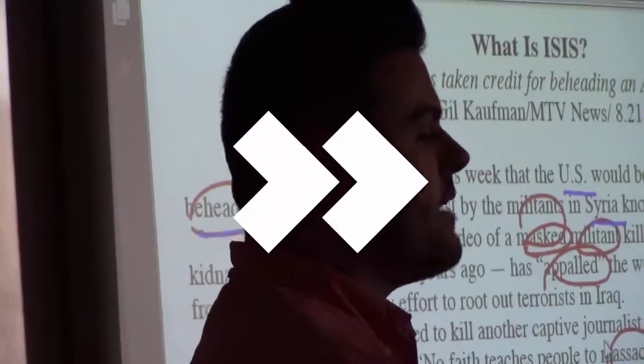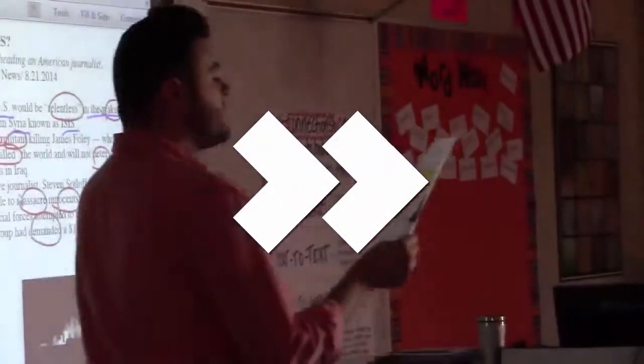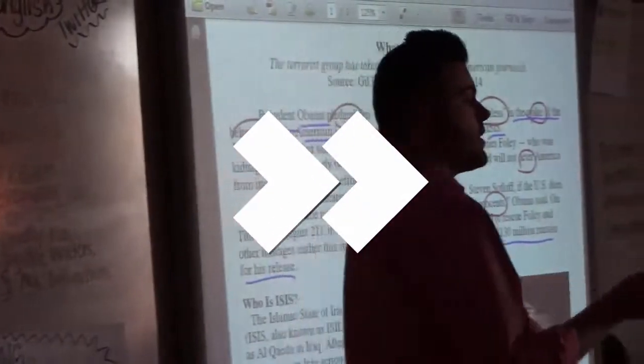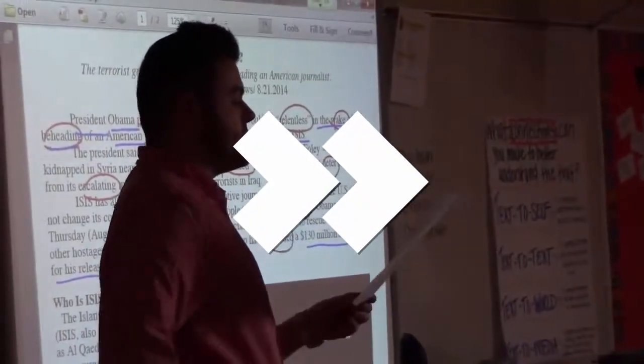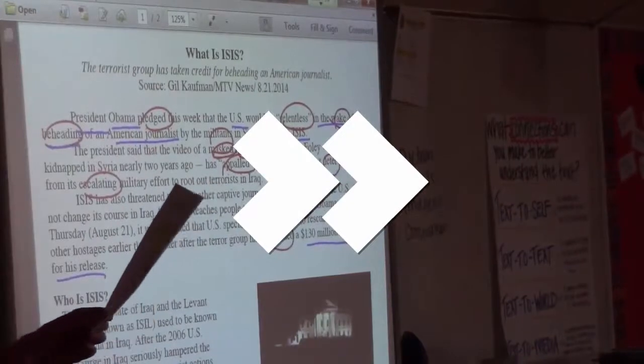Let's keep reading. ISIS also tried to kill another captive journalist, Stephen Sadloff, if the U.S. does not change its course in Iraq. No faith teaches people to massacre innocents, Obama said. On Thursday, August 21st, we know this is an old article, right? It came last month. It was revealed that the U.S. Special Forces attempted to rescue Foley and other hostages earlier this summer after the terror group had demanded a $130 million ransom for his release.